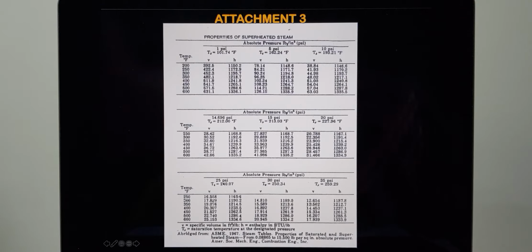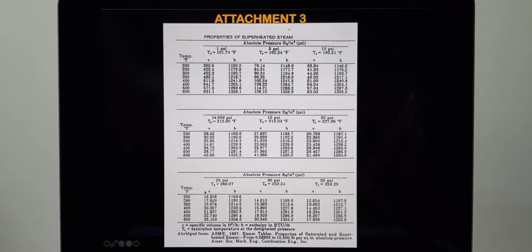Now please look at the bottom part of this table. V is the short form for specific volume. The unit for V is cubic feet per pound. And then we have H. H refers to the enthalpy. The unit is BTU per pound. So where are H and V being used?